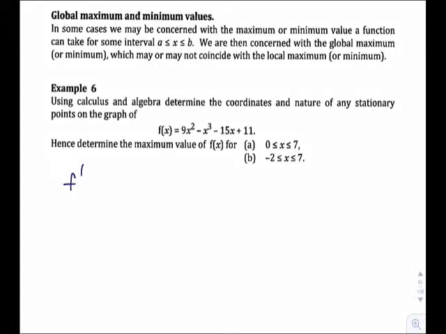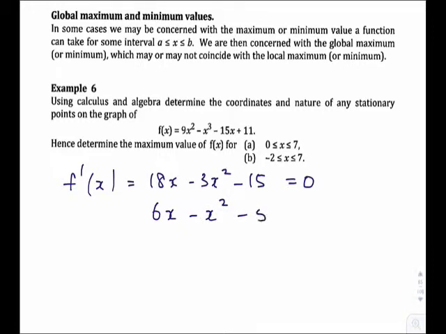So f dash x here is 18x minus 3x squared minus 15. Okay, that's the derivative, and we want to know when that's equal to 0. I can see there's a common factor of 3 here, which is really going to help us. So 6x minus x squared minus 5 is equal to 0.